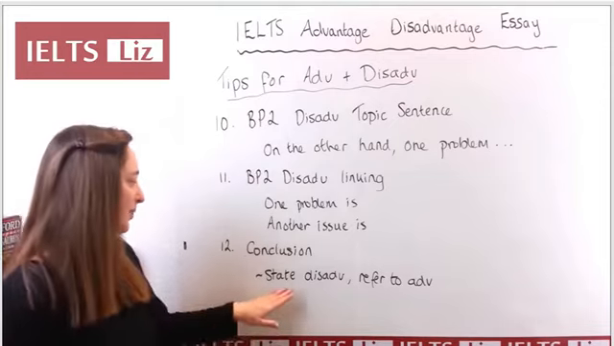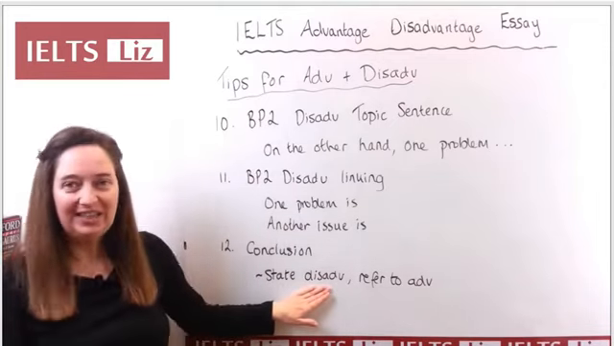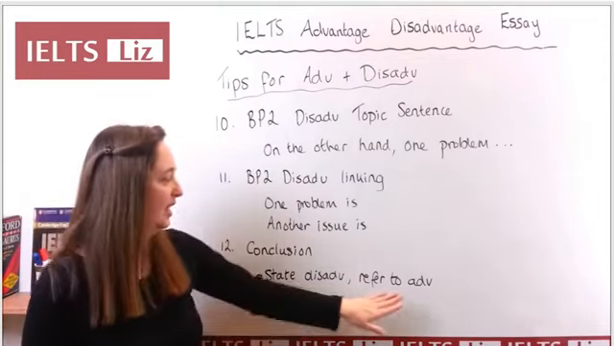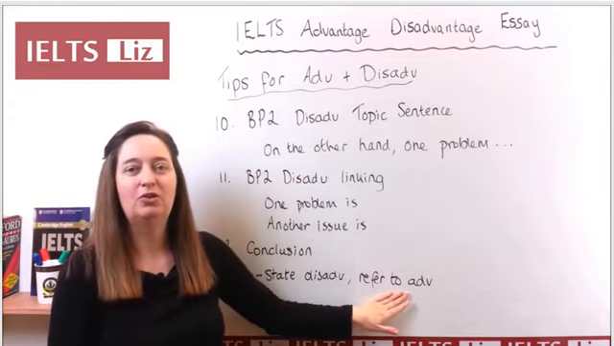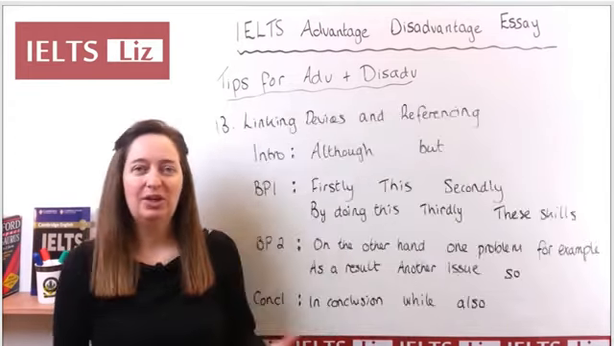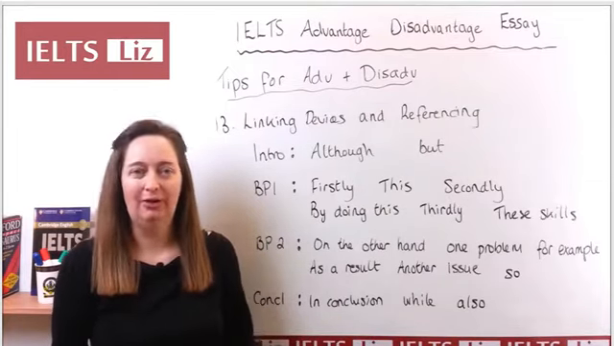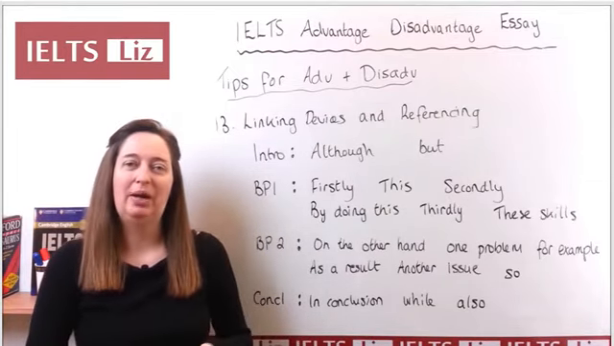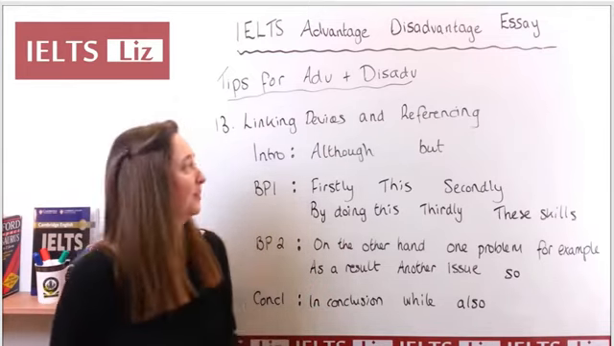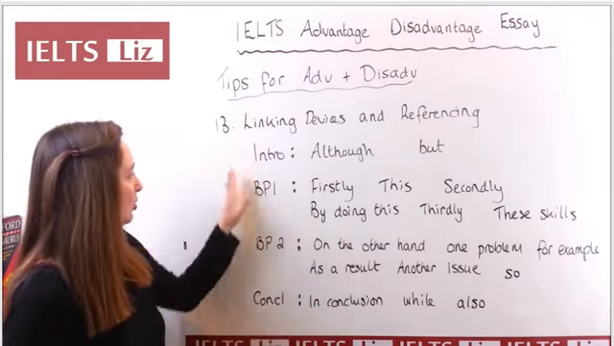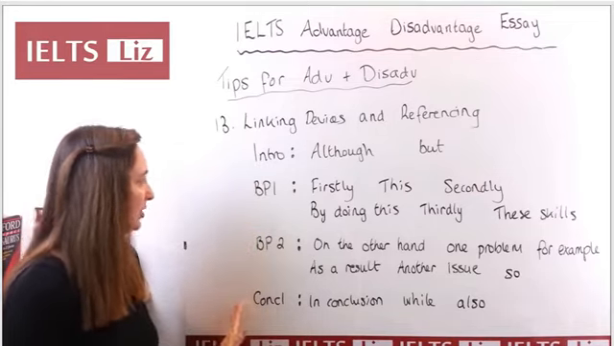The conclusion. Make sure that you list the disadvantages, but only refer to the advantages without listing them. So remember, try not to make your conclusion too long. Now let's have a look at linking devices and referencing, which is all about coherence and cohesion, and that's 25% of your marks. Now, we've got the introduction, the body paragraphs and the conclusion.